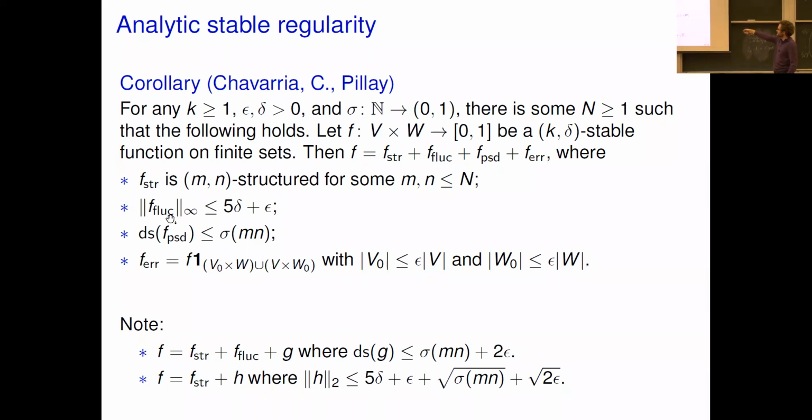A structured piece, a small fluctuation from the delta stability, a very, very small supported function, and then a very well-structured small supported function. Okay, and then that's the end. Thanks for your patience.